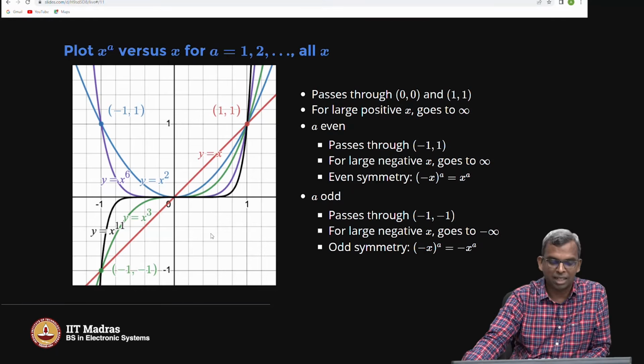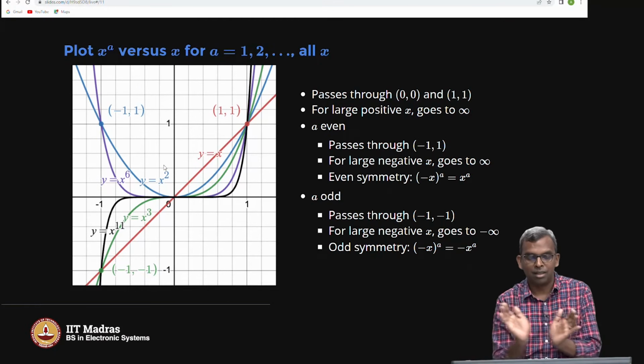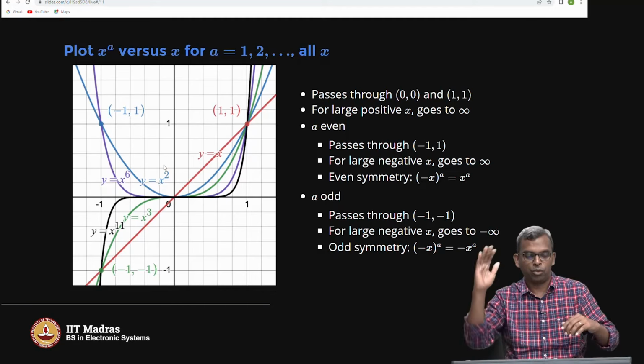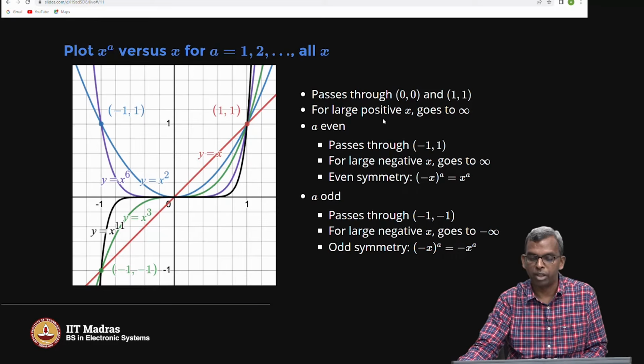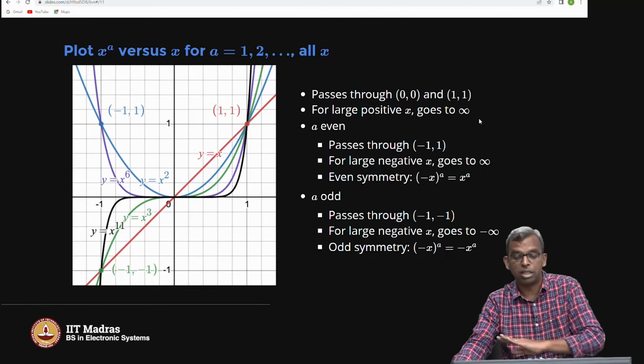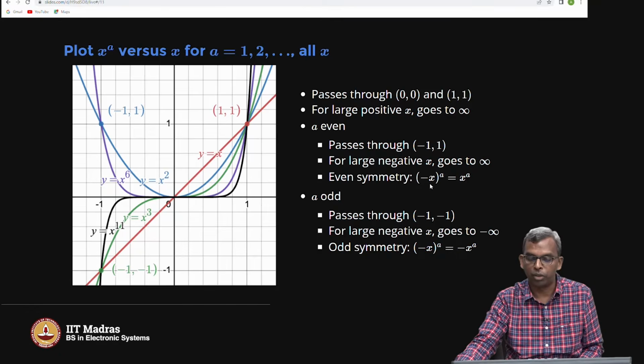I've tried to capture that here. For all the even values, you're getting these pictures that are on top, and for the odd values, you're going in the odd symmetry way. So here are a few points. All the curves pass through (0, 0) and (1, 1), and all the curves for large positive x go to infinity, right? They go off to infinity.